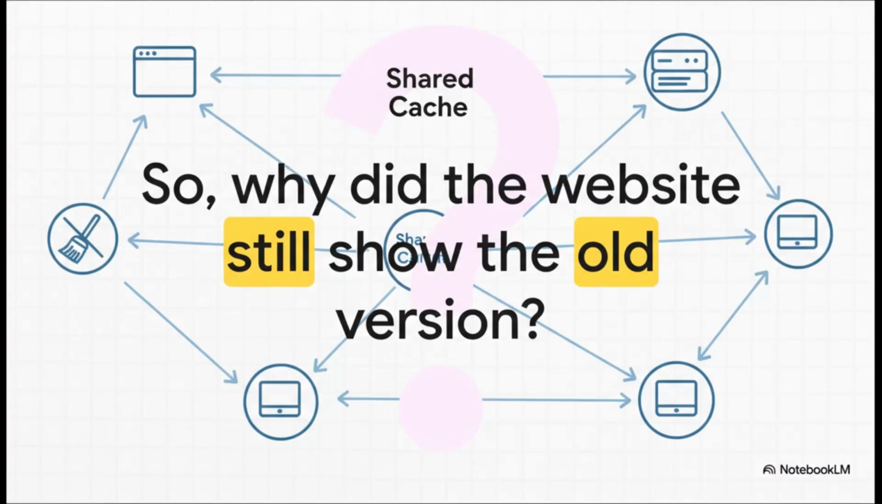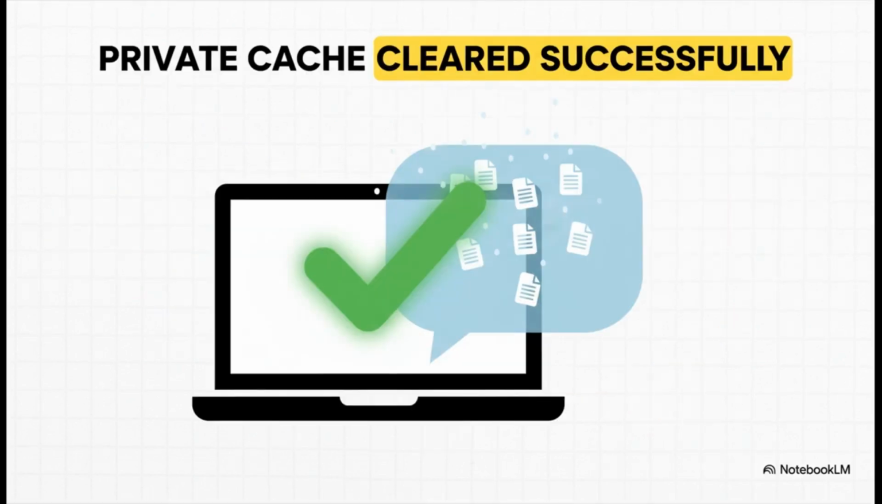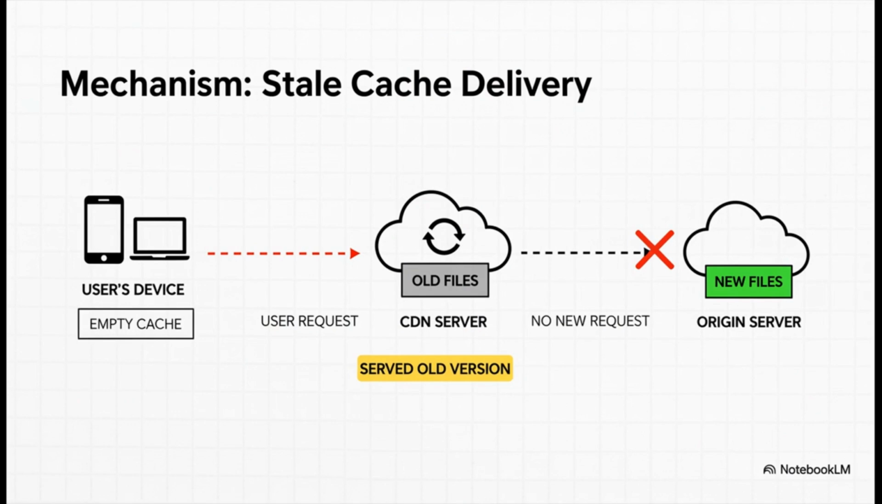So let's go back to our original problem, but with this new information. Why did the website still show you the old version after you cleared your cache? First off, your action did work. You successfully deleted the copy of the website that was stored on your device. You did your part correctly. But here's the catch. A shared cache server nearby, that CDN, it still had its own copy of the old website. Your action didn't affect that server at all.